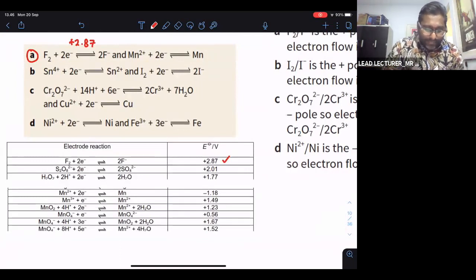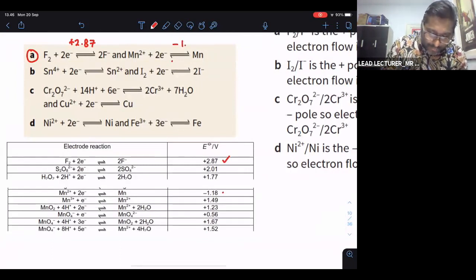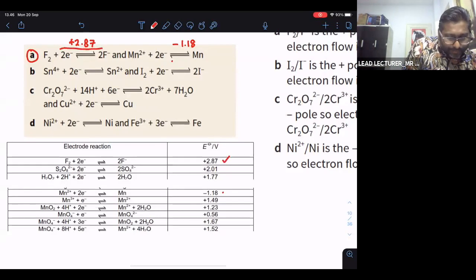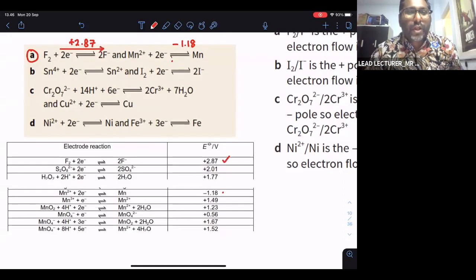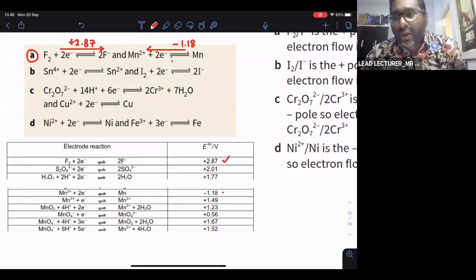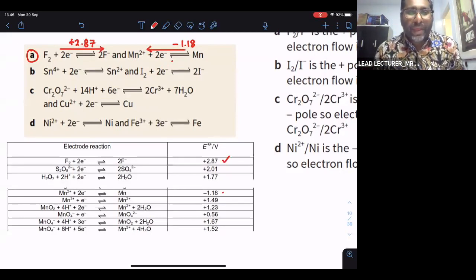And if I go and look for the other equation, it's going to be negative 1.18. If I look from here, I want to know which one will go to the right and which one is going to go to the left, positive and negative. Of course, this is going to go to the right, because it's going to be receiving electrons. So this is going to go to the left. So I know that Mn is losing electrons. If Mn is losing electrons, I can tell the electrons are moving from Mn to the other cell.